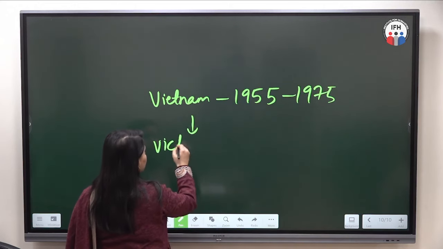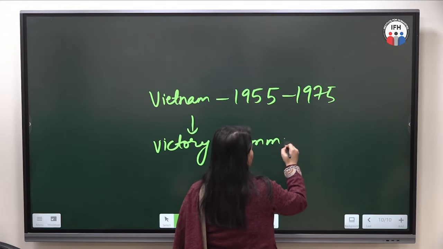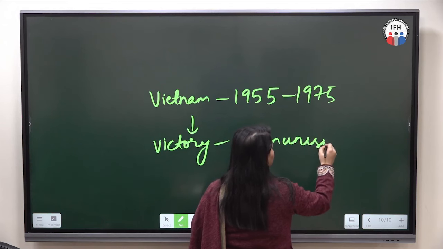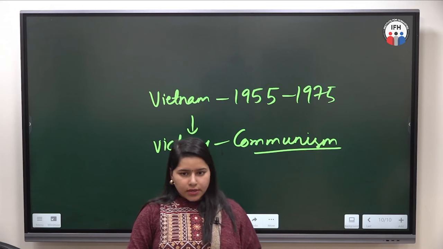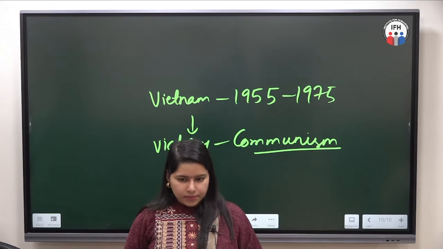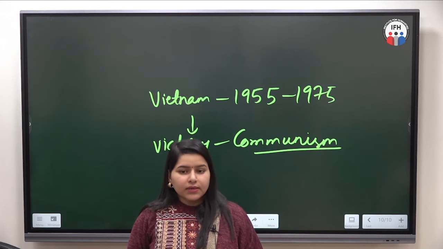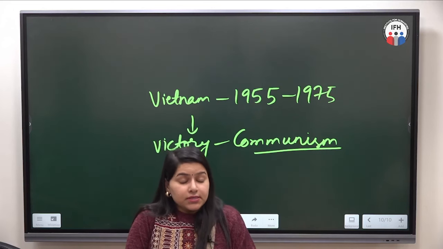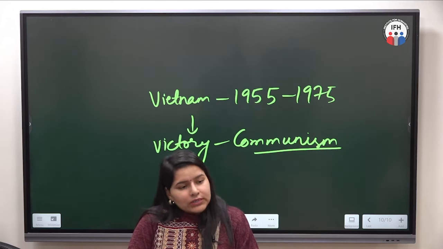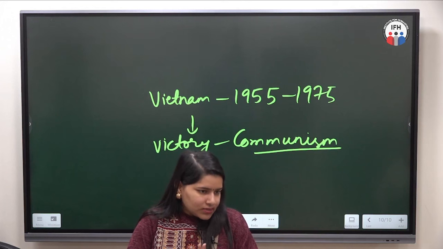Victory of whom? Communism. Because the communists succeeded in uniting the whole of Vietnam. So basically, the capitalists faced a very big defeat here. An interesting thing, apart from notes: the US is the most powerful country in the world, but a very interesting fact is that it never won a single war in world history.